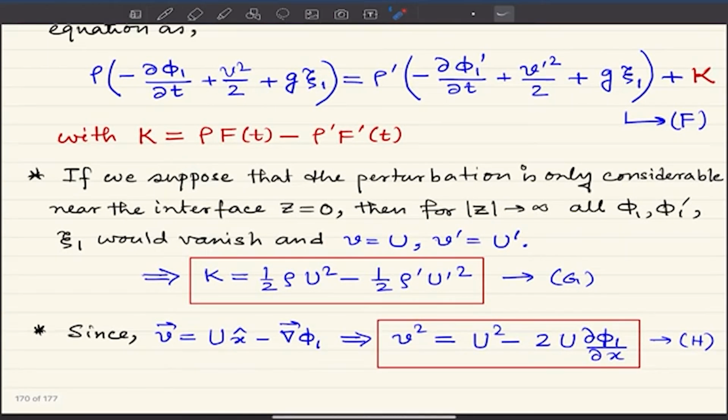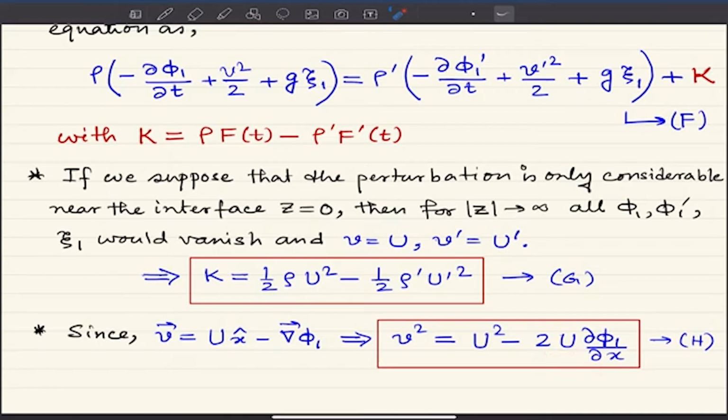Now remember, what is the total velocity in general? That is the initial velocity U x cap minus the gradient of phi 1. This is the perturbed velocity v1, if you want to write it like this. Then the square of this will simply be equal to U square minus 2U del phi 1 del x.